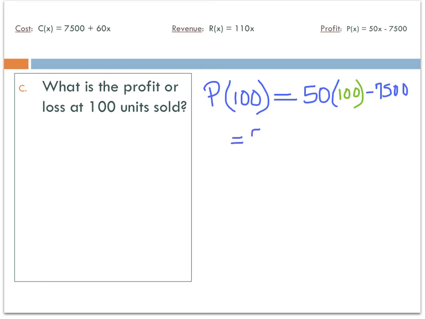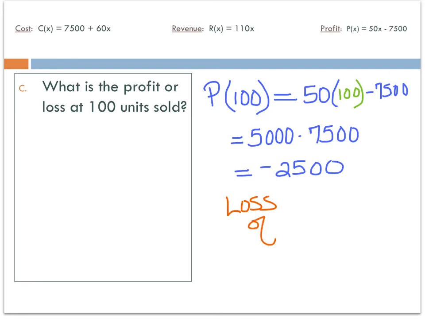So we're going to have 5,000 minus 7,500, and we end up with a negative 2,500. Since we ended up with a negative value, that represents a loss of $2,500. So if she only sells 100 widgets, then she's going to lose $2,500, which we've already determined, since she's got to sell at least 150 before she breaks even. So until she sells 150, she's not going to start making any money.